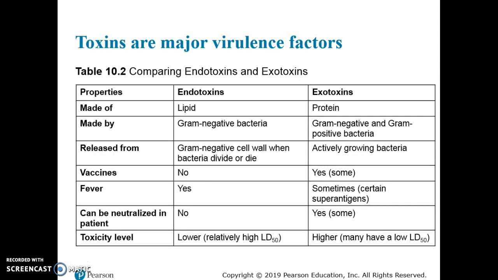So endotoxin itself is a lipid. It's found in the cell wall of gram-negative bacteria. So if you have an issue with endotoxin, then you have an infection with a gram-negative organism. That's one of the hallmark pieces of microbiology, to know that endotoxin comes from gram-negative bacteria. It is a lipid in the gram-negative.